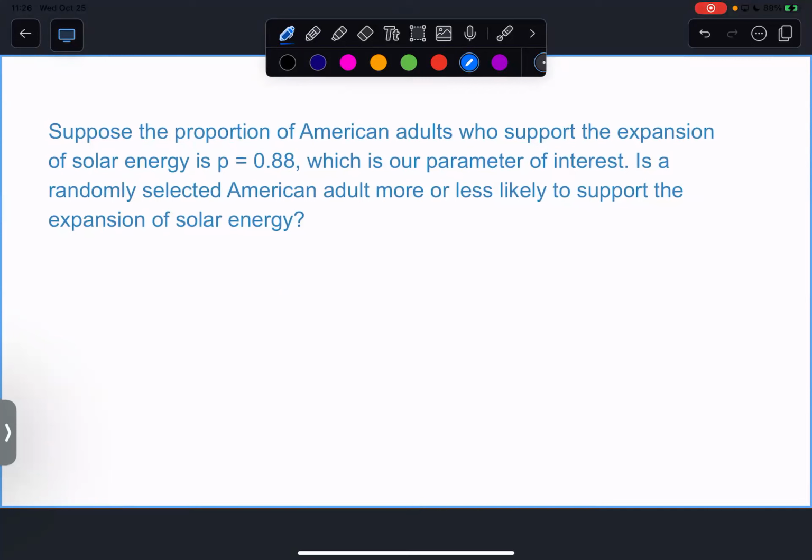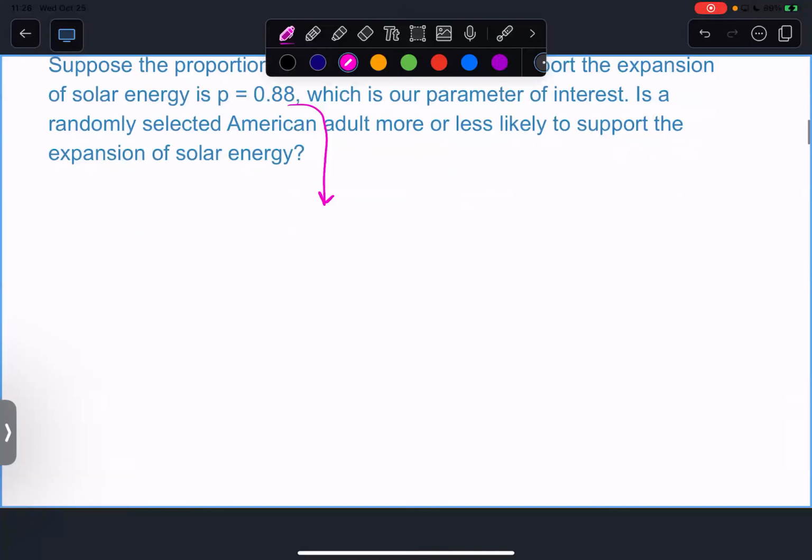As an example, suppose the proportion of American adults who support the expansion of solar energy is 0.88. Now, when there's no hat on here, what this is saying is that we're pretending to know the population proportion, which is not very reasonable. Why? If I had the population proportion, why would I be trying to guess what it is? You can just look at it. And so here, this is the population proportion, just the P.